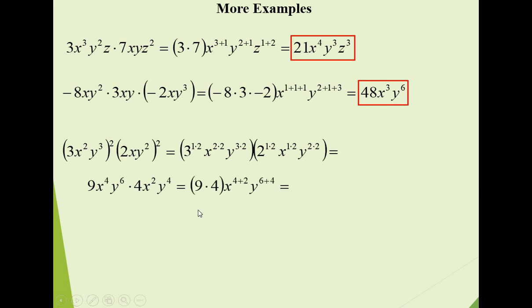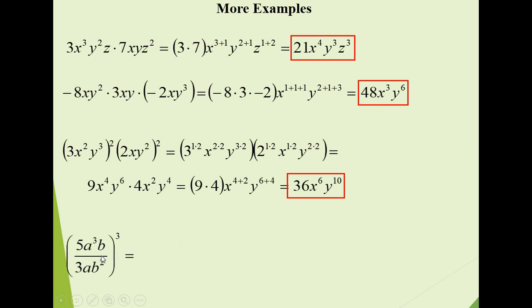So this is how you would actually write it. So it would be clear here, which is just 9 times 4, x to the 4 plus 2, and y to the 6 plus 4, which gives you a final answer of 36, x to the 6 and y to the 10. All right.